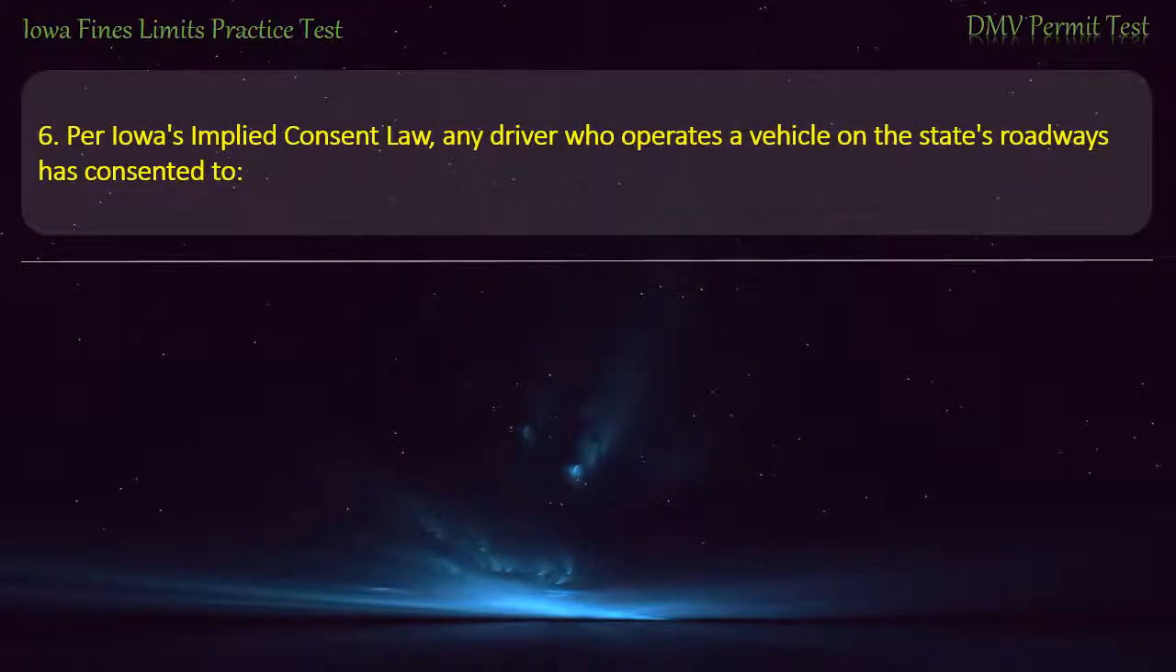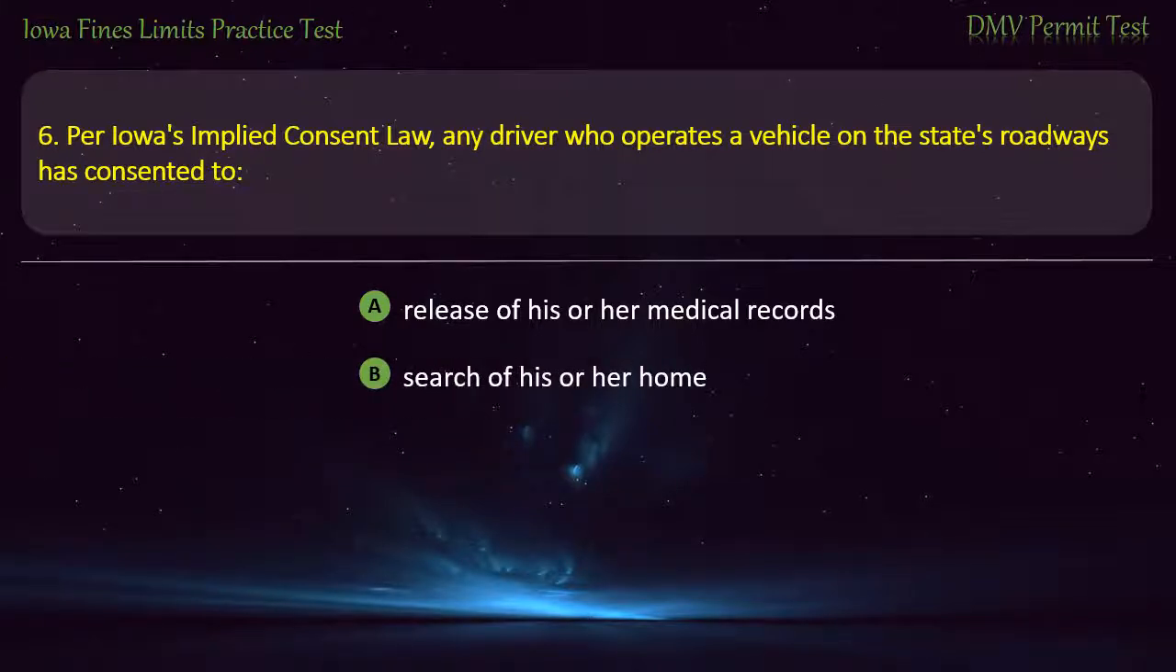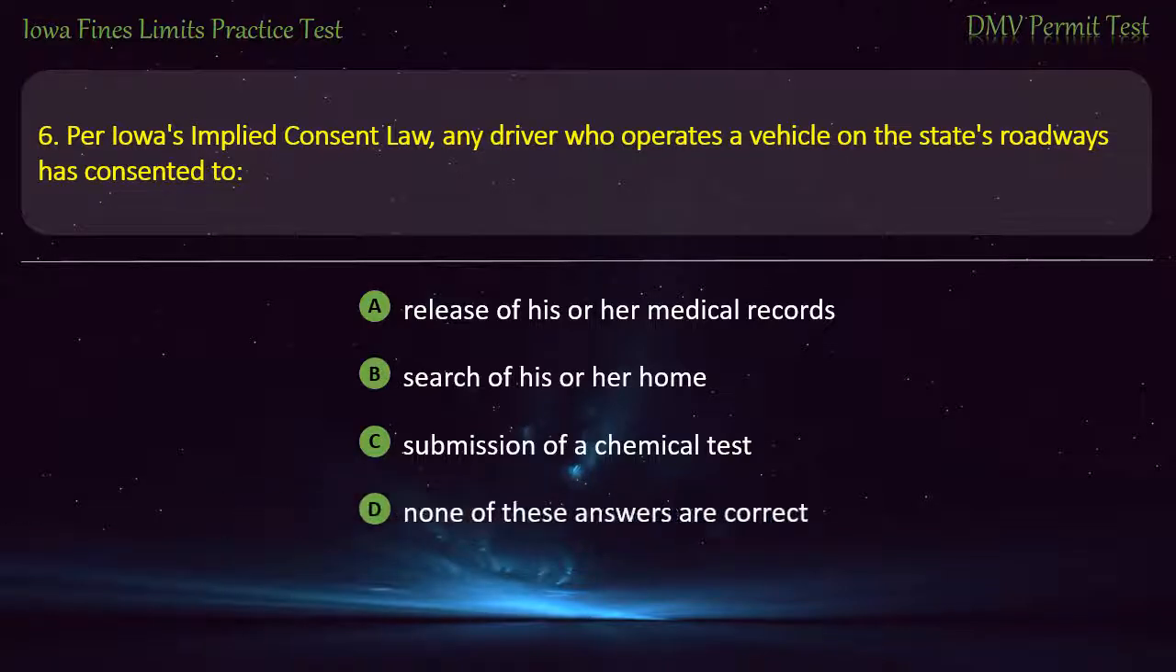Question 6. Per Iowa's implied consent law, any driver who operates a vehicle on the state's roadways has consented to release of his or her medical records, search of his or her home, submission of a chemical test, none of these answers are correct. Answer. Submission of a chemical test.